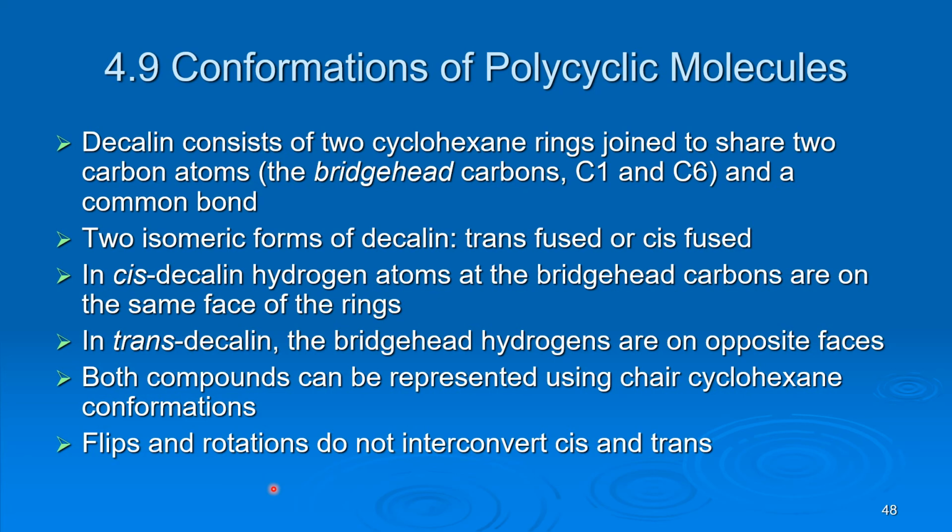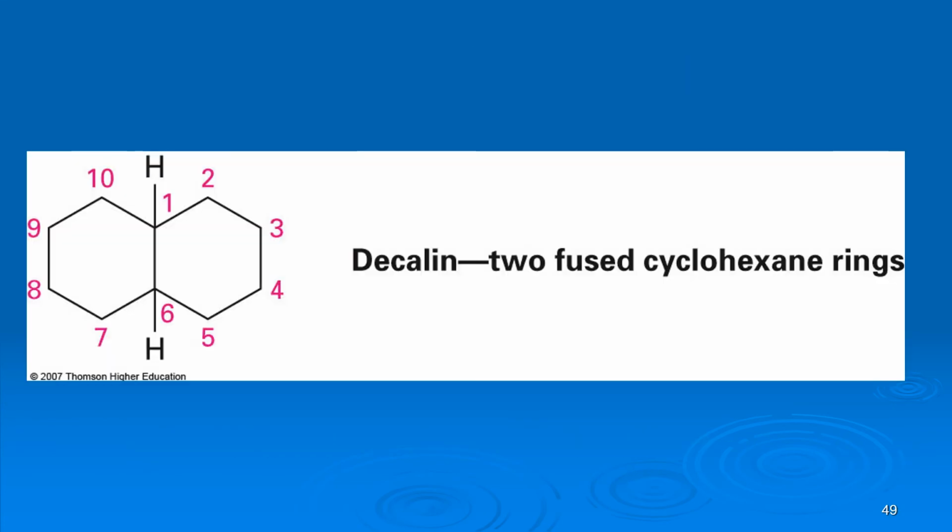They can both have their 2 chair cyclohexanes stuck together, and then when they flip, they don't interconvert, cis and trans. So anyway, let's just take a look at a picture. All right, so here's sort of the flat look, but remember, this is a 3-dimensional molecule. Decalin has 10 carbons, but it's not decane, it's not cyclodecane, because these carbons are actually connected as well. So it's 2 6-membered rings stuck together.